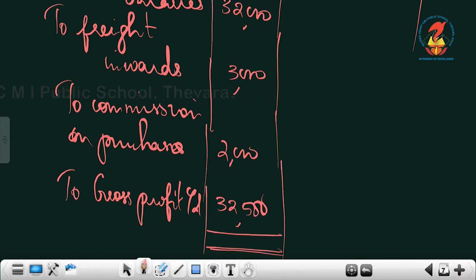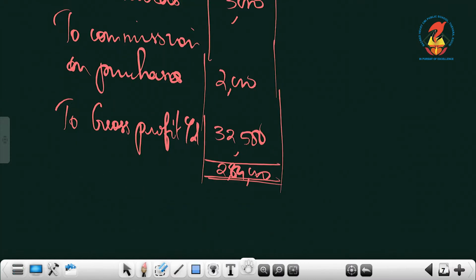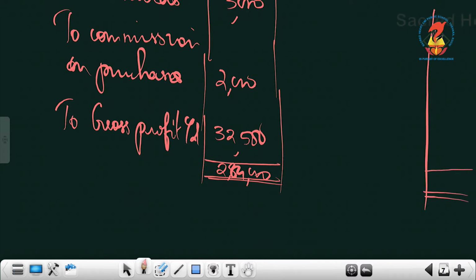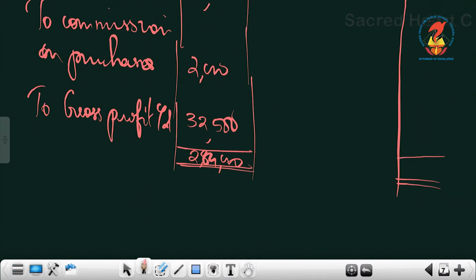Write totals, 2,84,000. Don't simply copy from the board, you do calculations yourself, so that automatically your calculation speed will increase. Now we will start P&L.